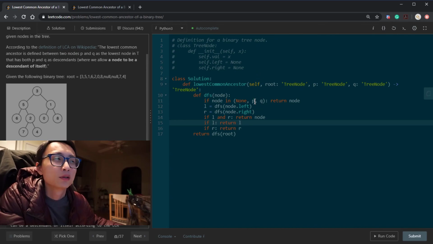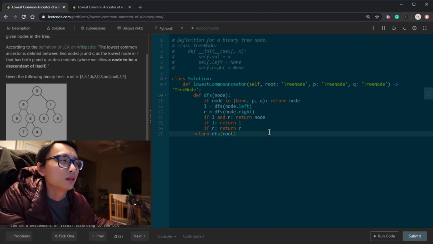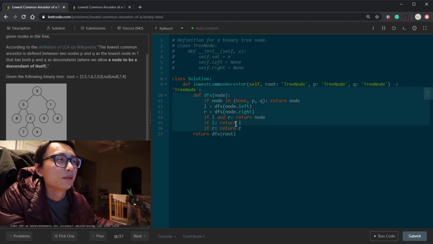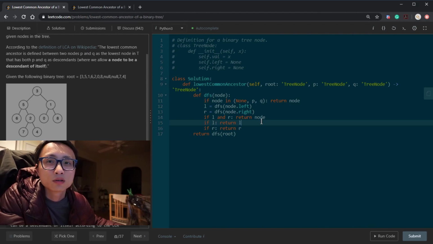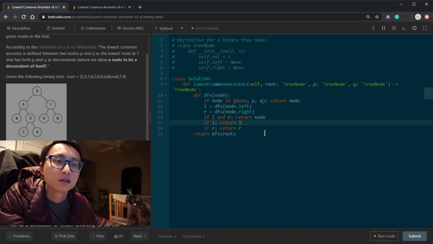Beyond that, the iterative version of this question is actually quite difficult. Not super difficult, but difficult, because mimicking this stack call is a little bit tedious, and you have to use some extra stuff to keep track of the states, so it's quite challenging.